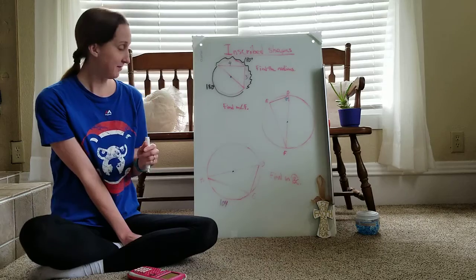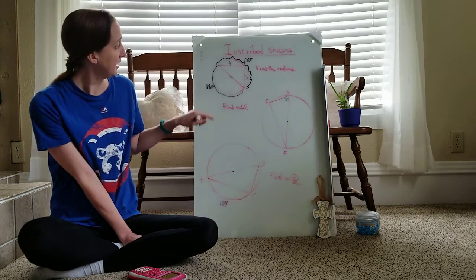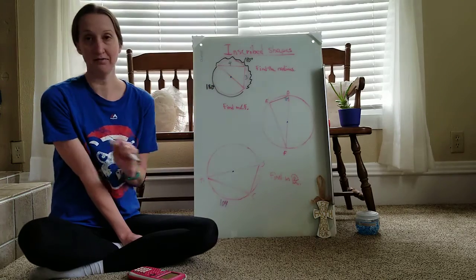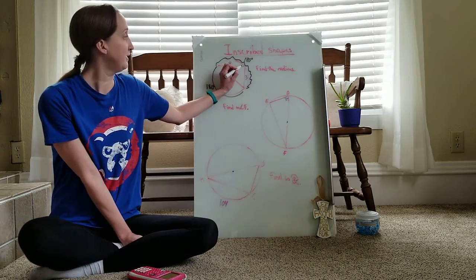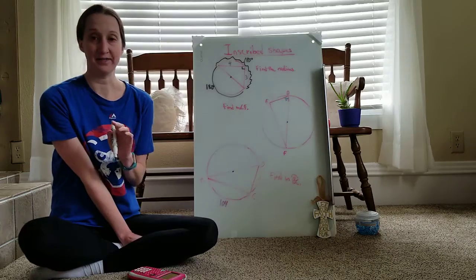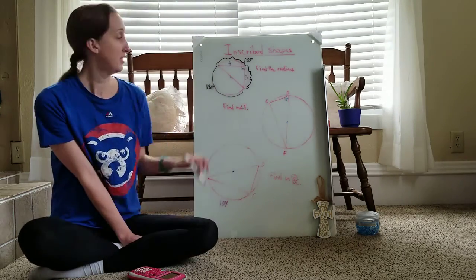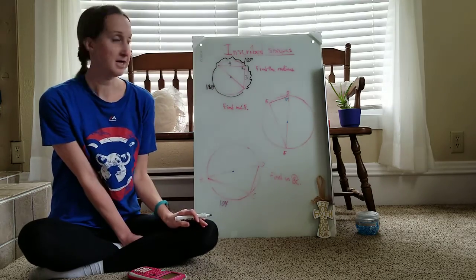Well, the importance of this is, if this is 180 degrees for the arc, if you come back into that angle, then that means that angle needs to be 90 degrees. And that's going to be true anytime you have a diameter and then the inscribed angle. 180 divided by 2 will get you to 90.